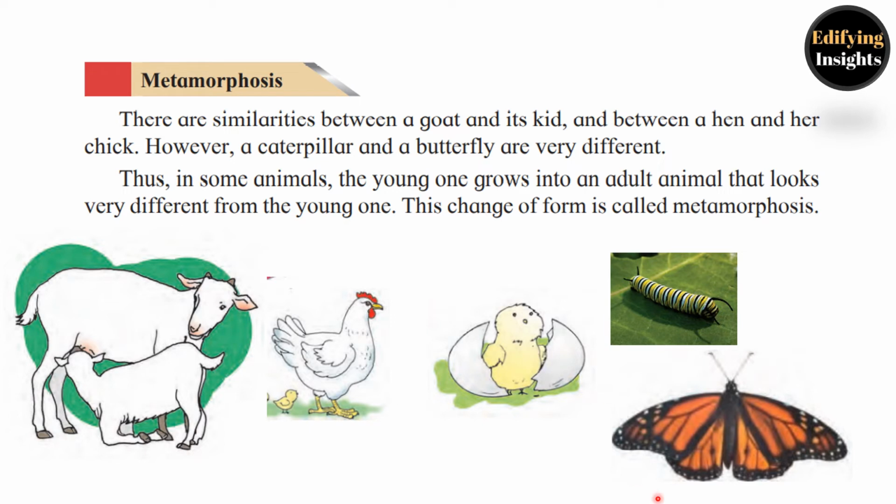Children, we see here that the caterpillar is the young one of butterfly, but butterfly and caterpillar both look very different. This change of form is called metamorphosis. When this caterpillar will grow, it will become a butterfly, but as a young one, the caterpillar looks very different from the butterfly. This change of form is called metamorphosis.